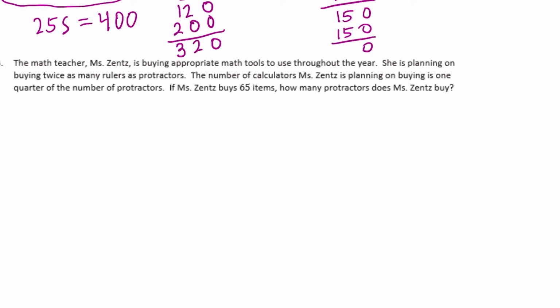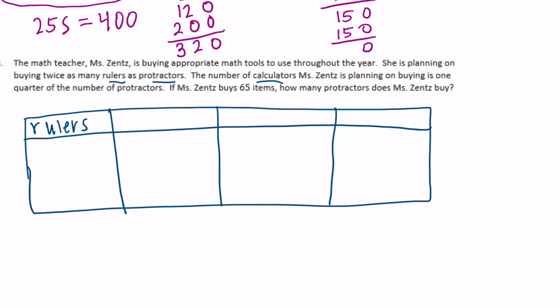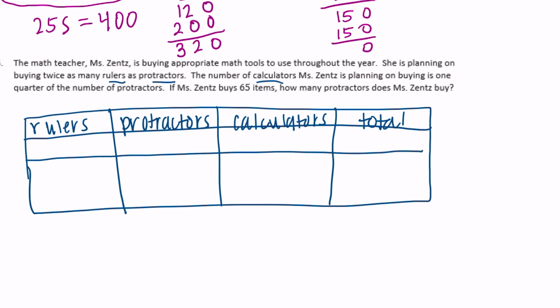All right, so we have rulers, protractors, calculators, and that's it. So I'm going to do four columns because I'm going to include the total. Rulers, protractors, calculators, and total. Twice as many rulers as protractors. So for every two rulers, she buys one protractor. The number of calculators Ms. Zentz is buying is 1/4 the number of protractors.